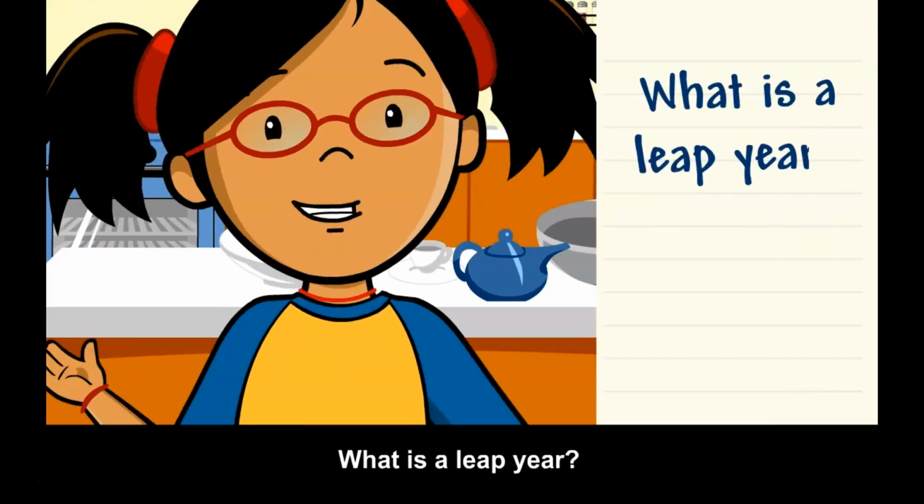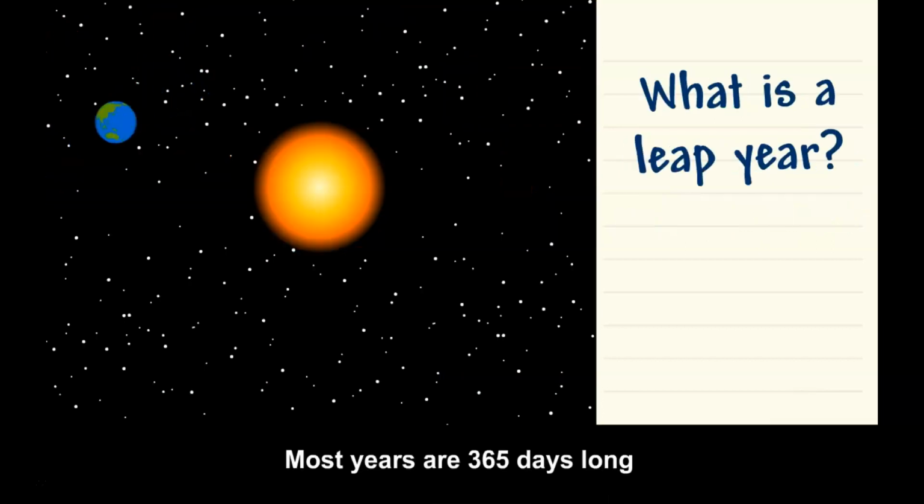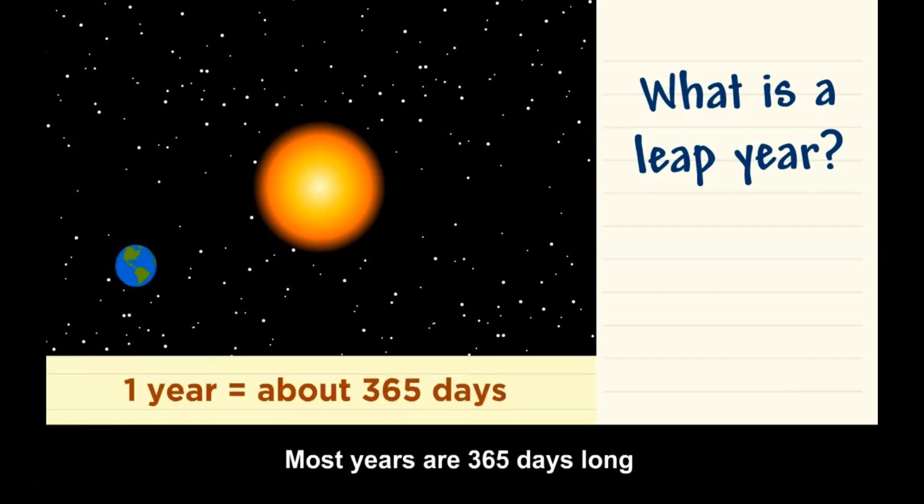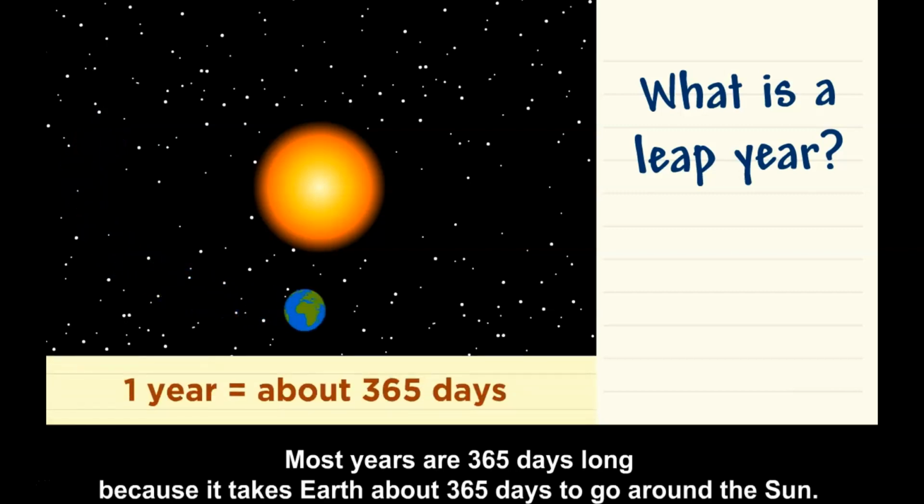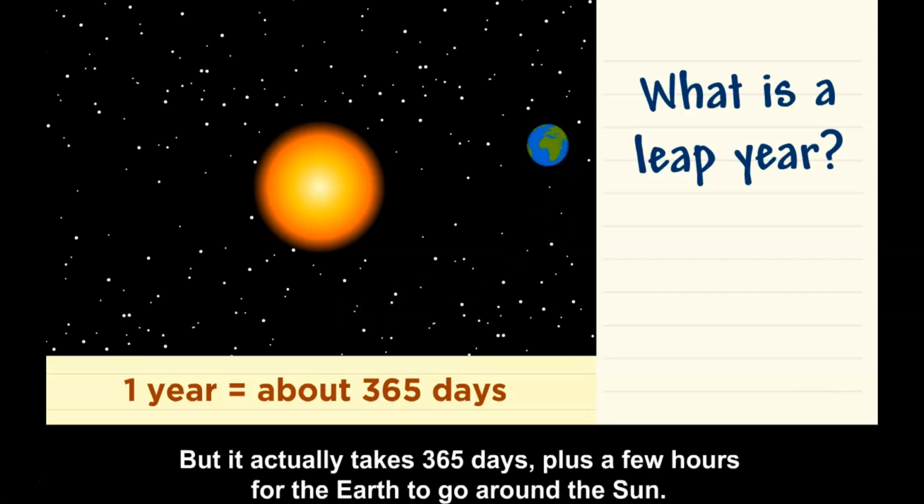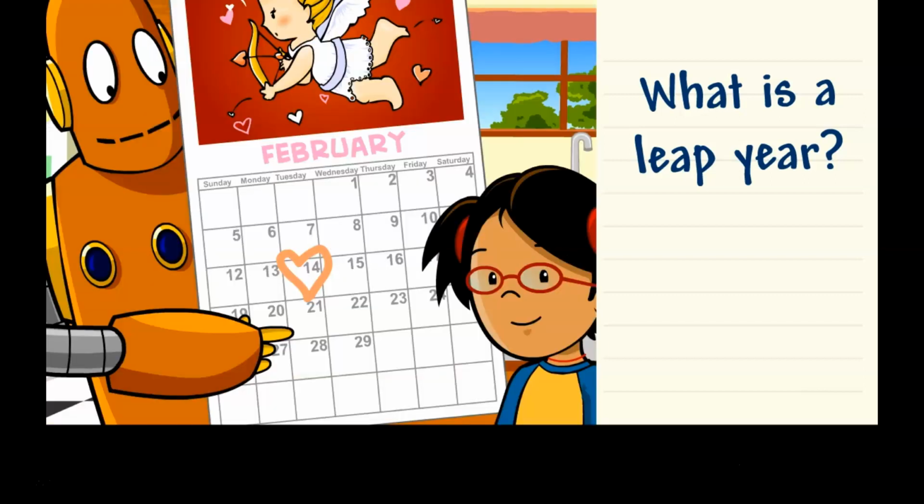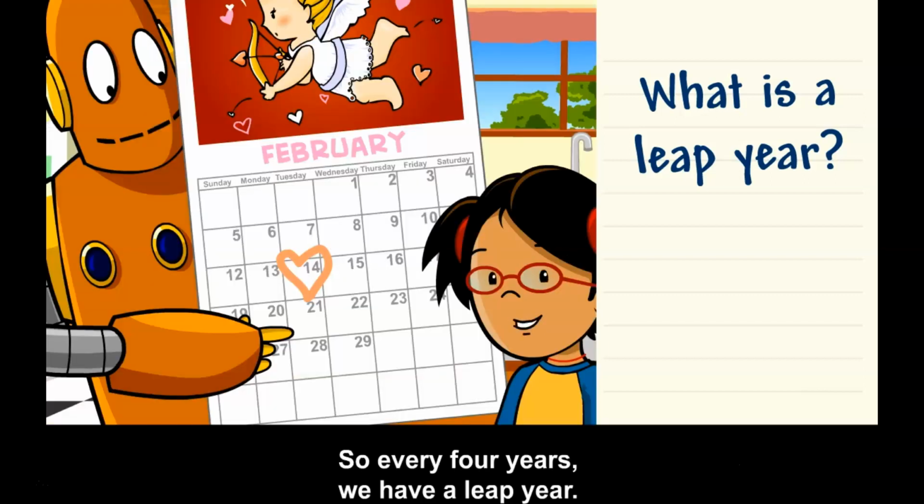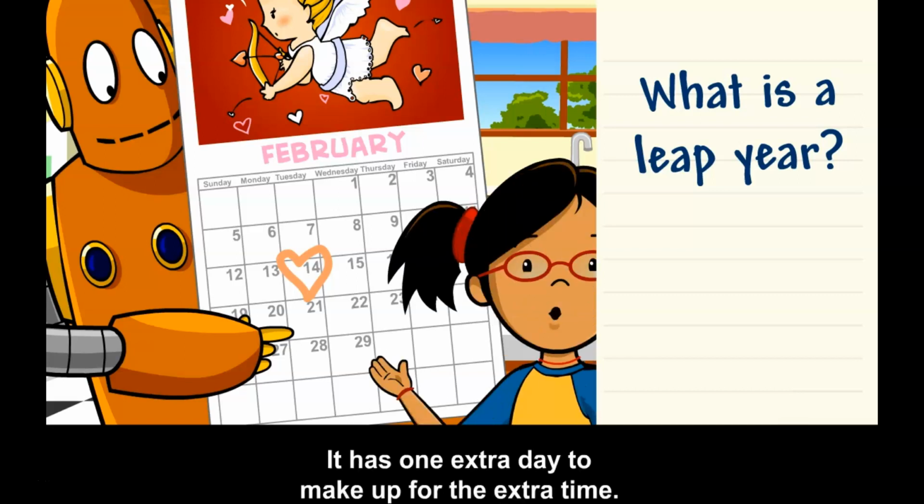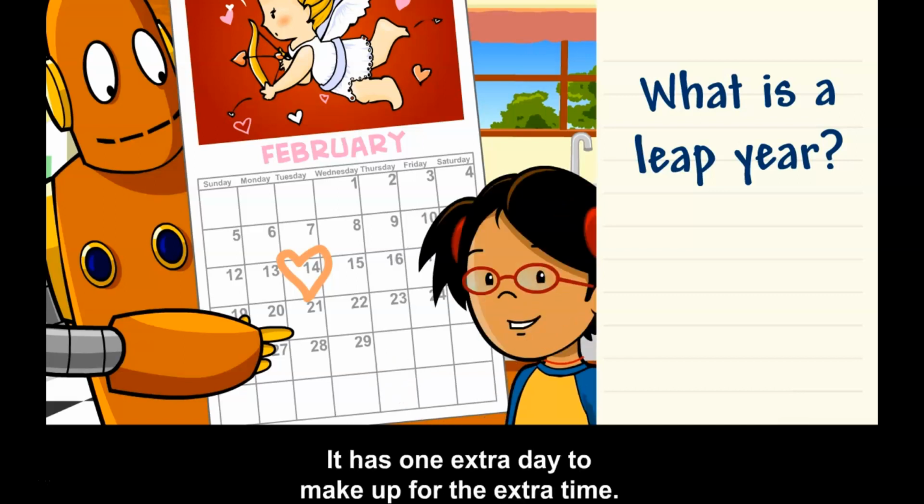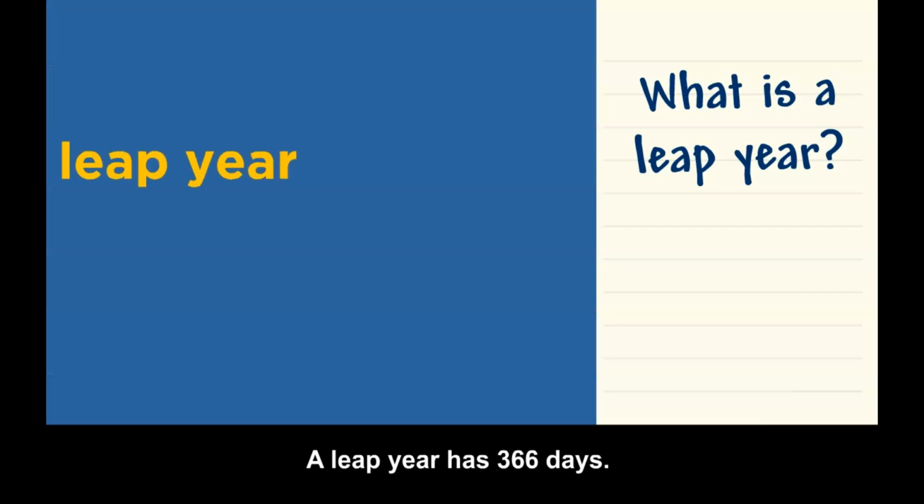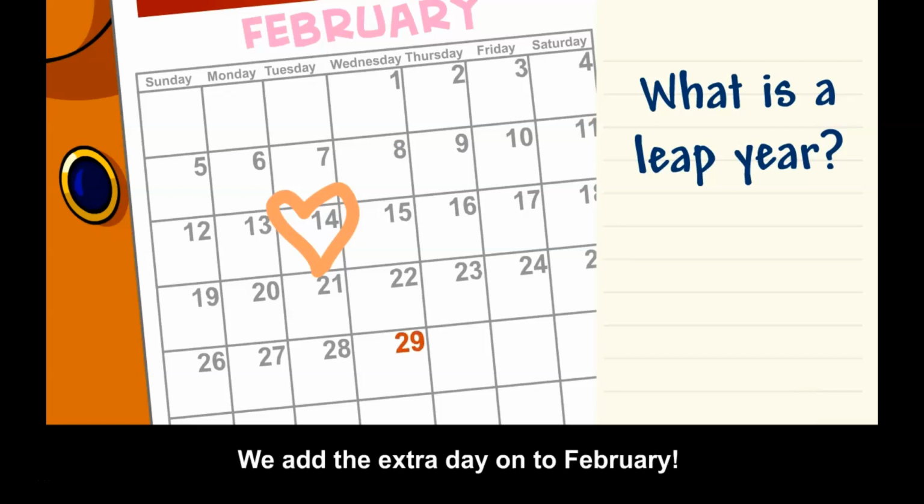What is a leap year? Most years are 365 days long because it takes Earth about 365 days to go around the sun. But it actually takes 365 days plus a few hours for the Earth to go around the sun. So every 4 years, we have a leap year. It has 1 extra day to make up for the extra time. A leap year has 366 days. We add the extra day onto February.